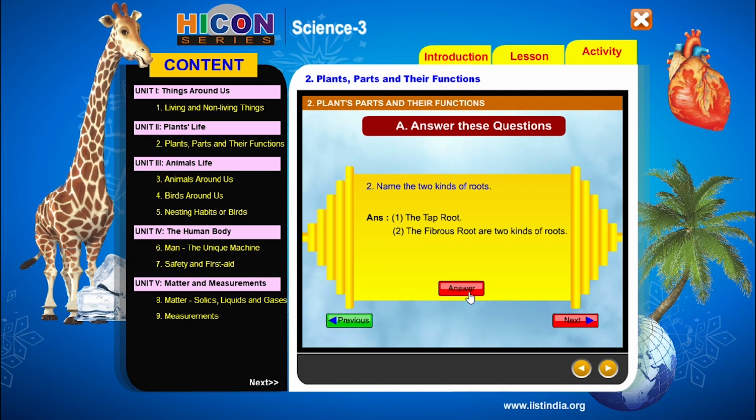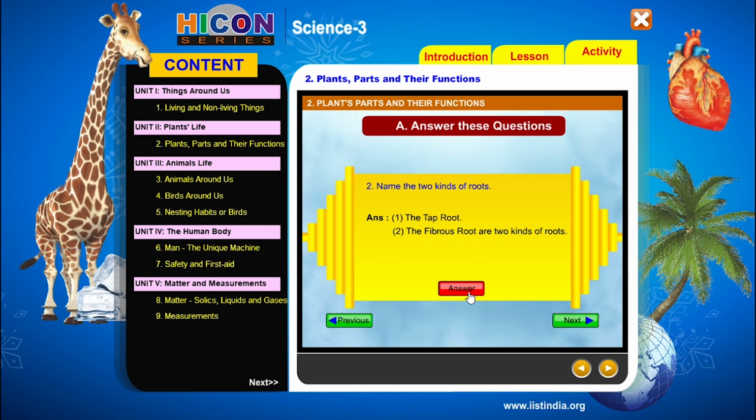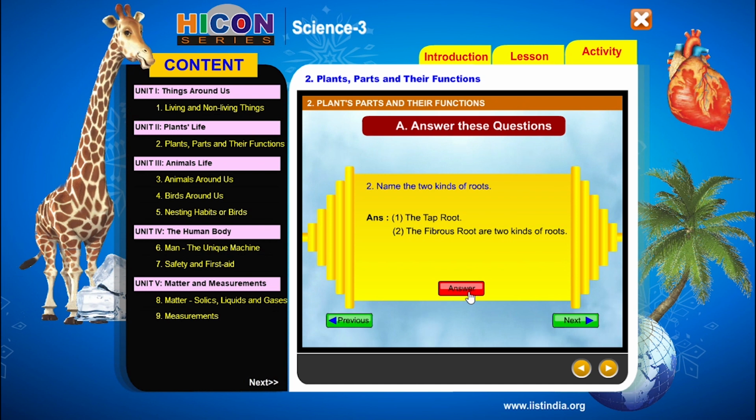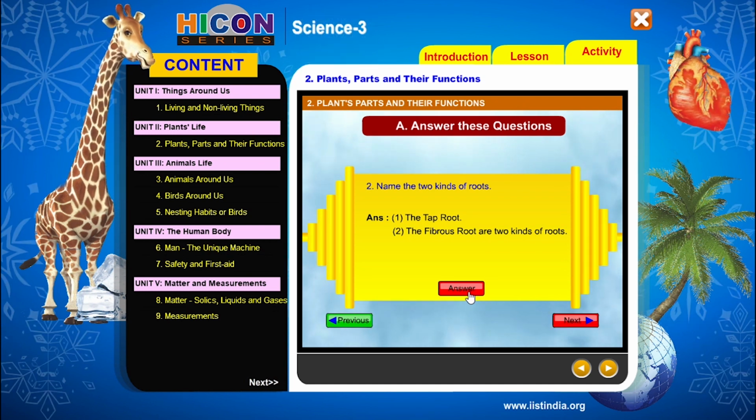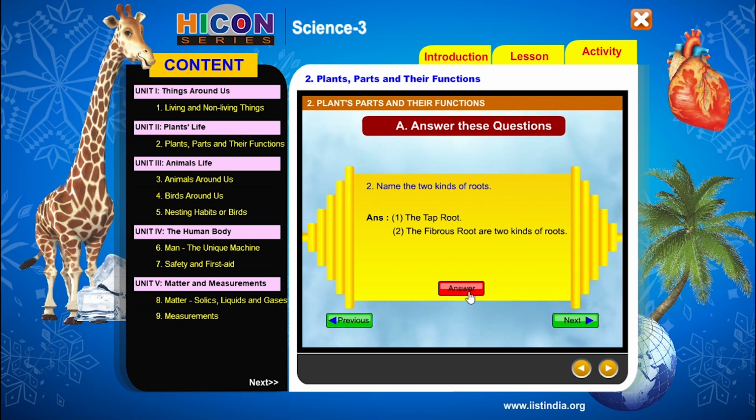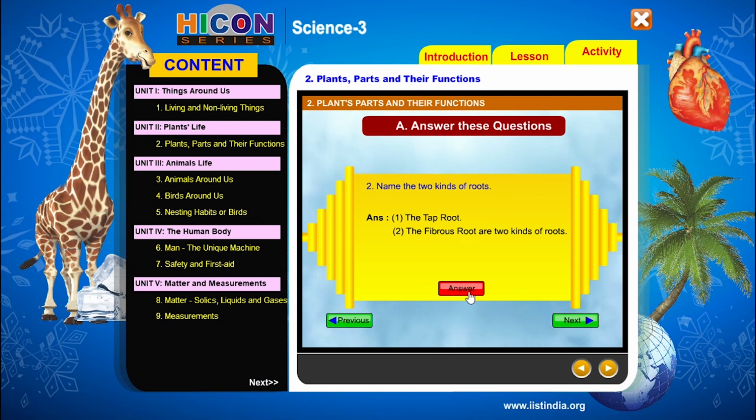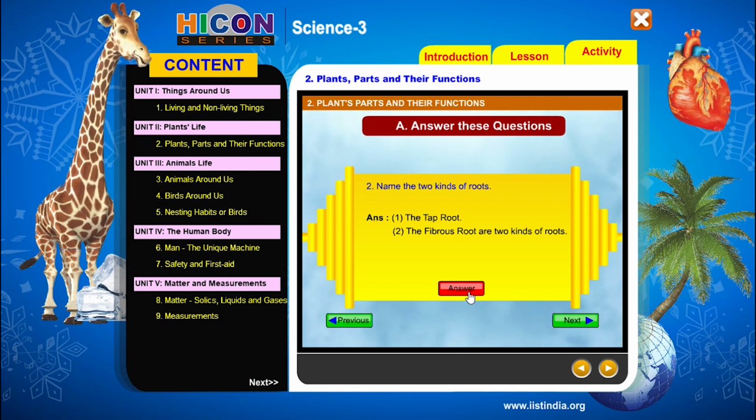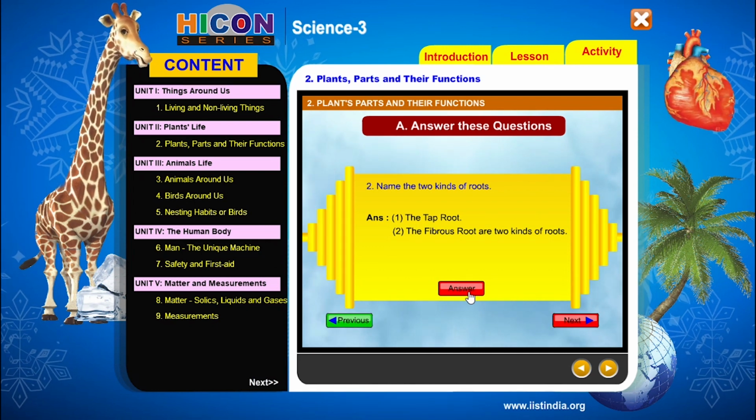Most of the plants like rose, hibiscus, mustard, banyan tree, mango tree, most of the trees contain tap roots. And the examples for fibrous roots are grass plants, especially food grain plants, which have fibrous roots like rice, wheat, maize, etc. So this is about different types of roots.